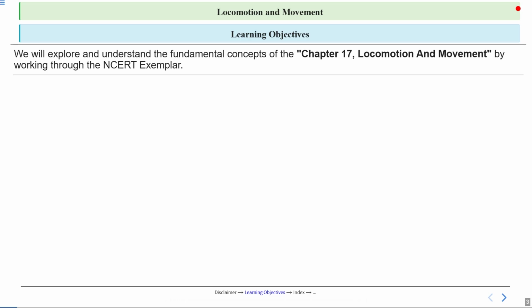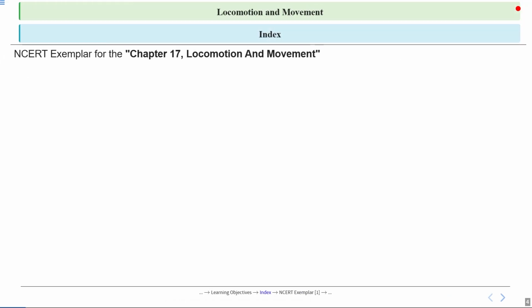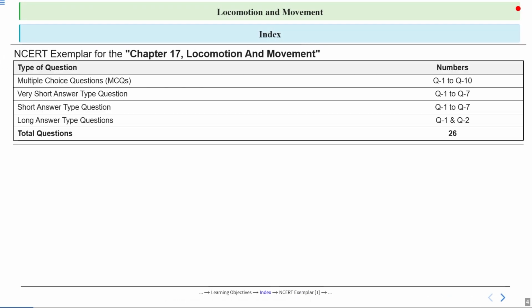through the NCERT Exemplar. So this is our index, which includes multiple choice questions, very short answer type questions, short answer type questions, as well as long answer type questions. So first 10 questions will be MCQ based, then next 7 questions will be very short answer type questions, then next 7 questions will be short answer type questions, and then we have 2 long answer type questions. So in total we have 26 questions, and we will try to cover them in this session.